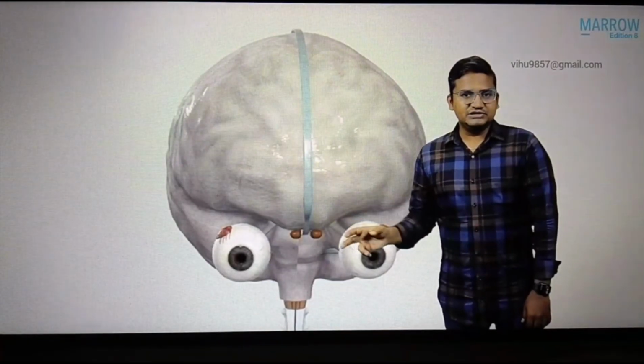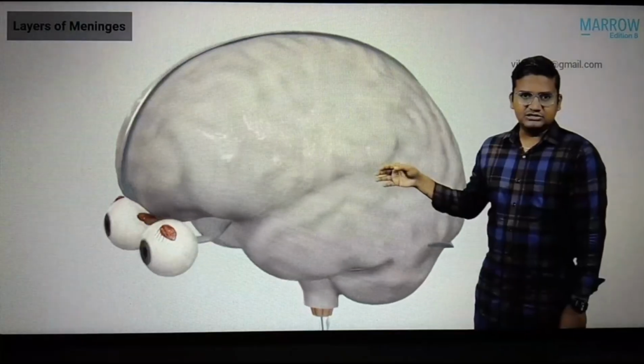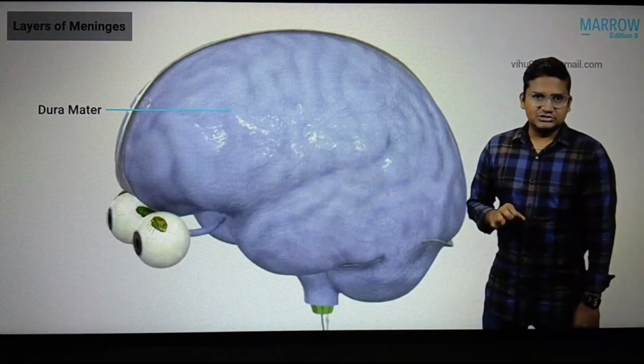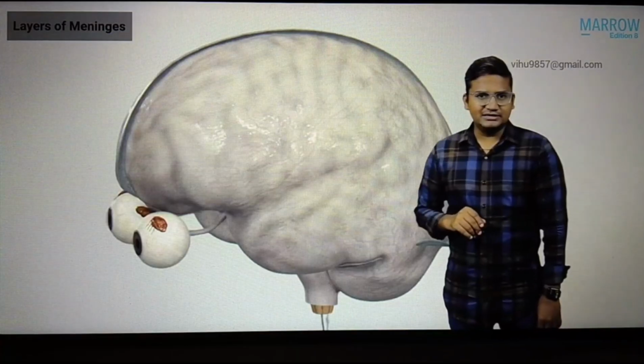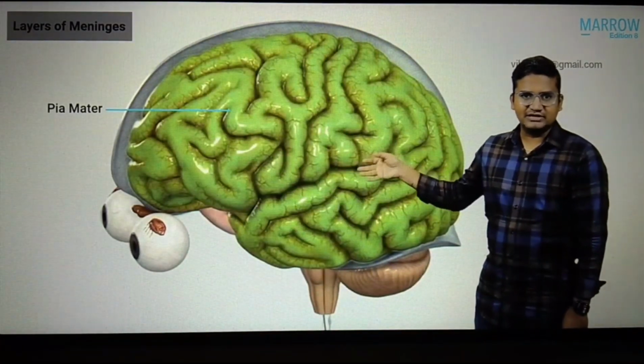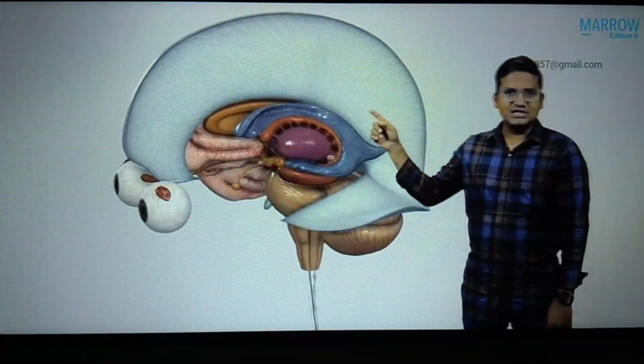We're going to see the animation for the cerebrum. First, see the outer covering, the outer layer of the meninges, the dura mater. We removed the dura mater and we are seeing the arachnoid, and we remove that too. Then the pia mater is closely covering the cerebrum. Now we're going to remove the cerebrum so that you can see the dural folds.